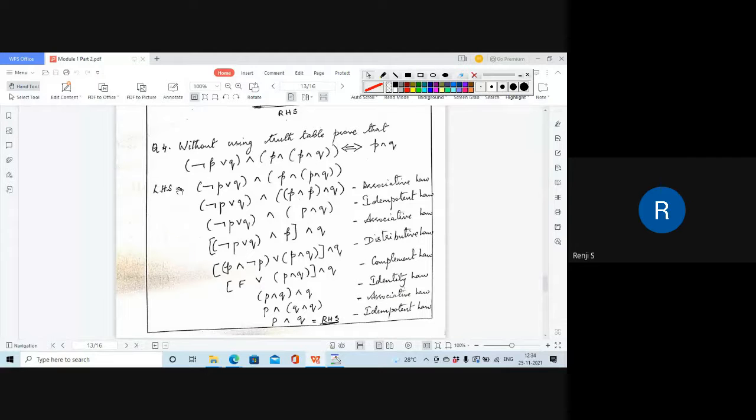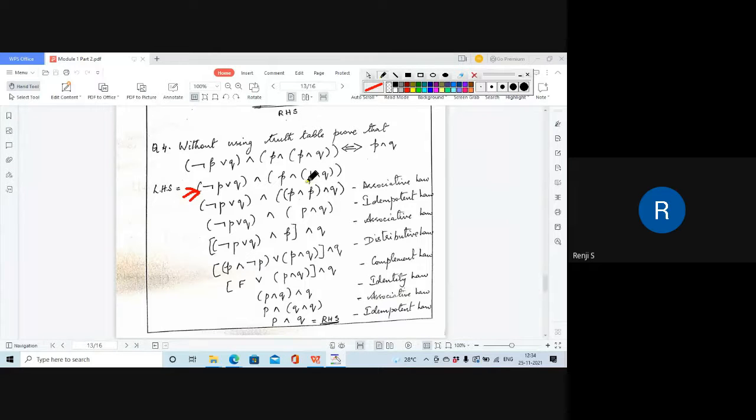Then, moving on to the first step. I had written the LHS here. Starting from this LHS, I have to reach the RHS. So, what are the rules that we apply to this formula in order to derive the RHS? See, first of all, you can see that P is a common term, and both the connectors are conjunctions.